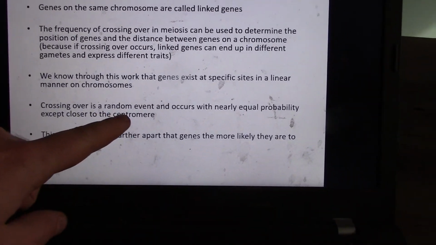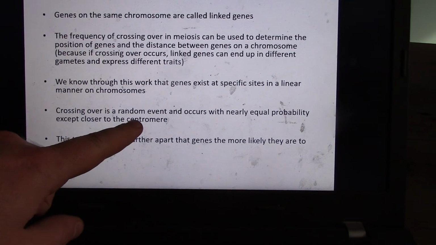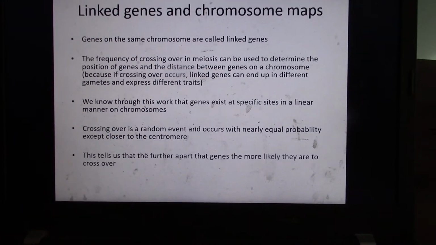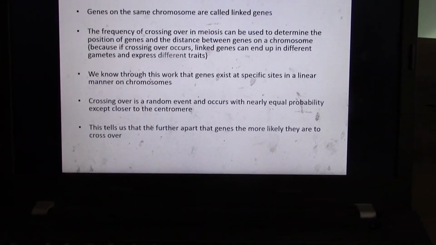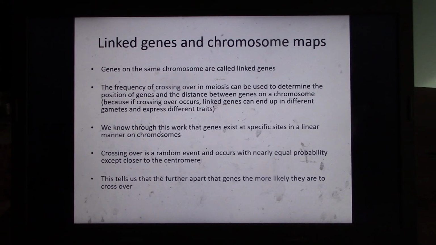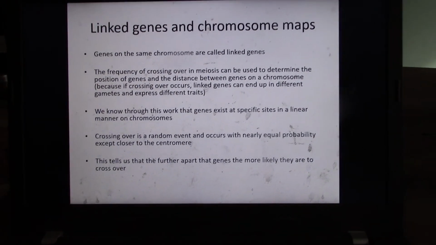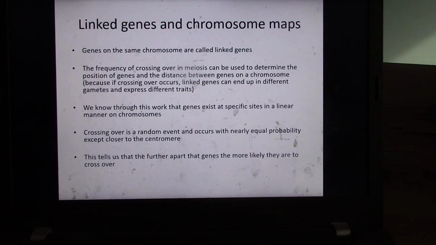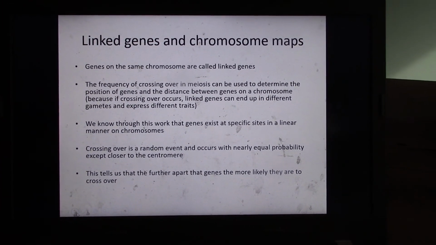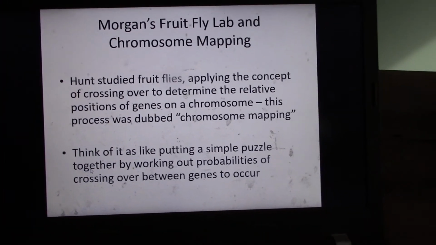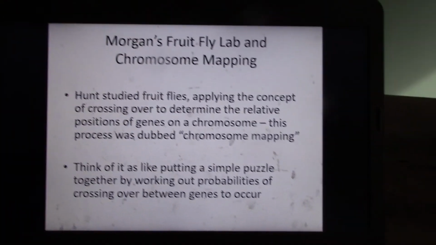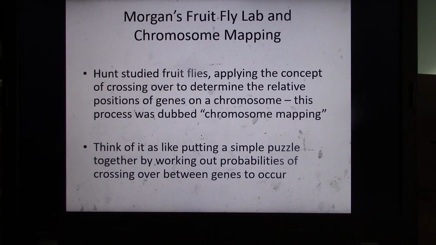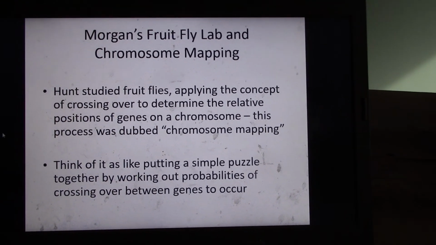So crossing over is a random event. But as you get closer to the centromere, you would compromise the integrity of the chromosome if you broke up the whole thing to swap it. Alleles closer to the centromere are less likely to be swapped. So the further away they are from the centromere, the more likely alleles are to be swapped. So Thomas Morgan studied this first. He studied fruit flies applying the concept of crossing over, and he came up with chromosome mapping.